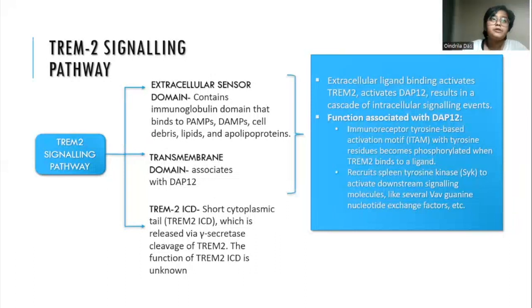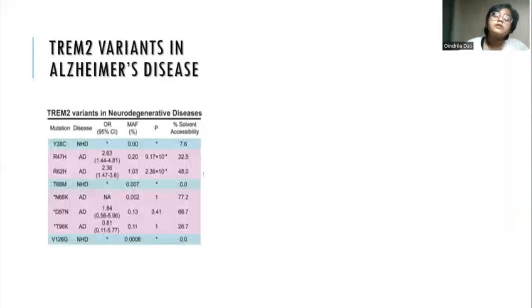Depending on the context and the molecules that are then recruited, the TREM2-DAP12 complex affects several microglial functions, as we have seen before. So, the TREM2 variants that are present in Alzheimer's disease.